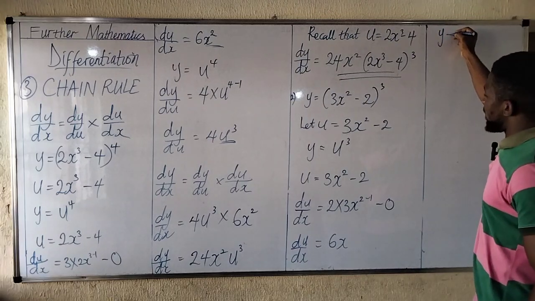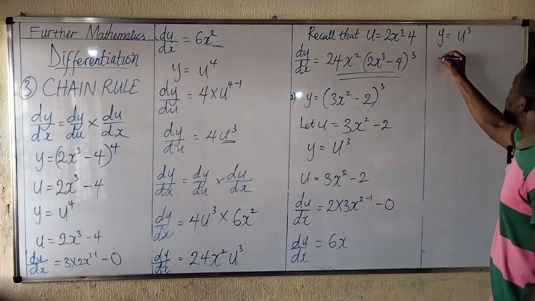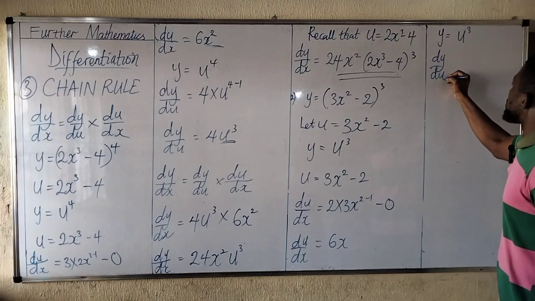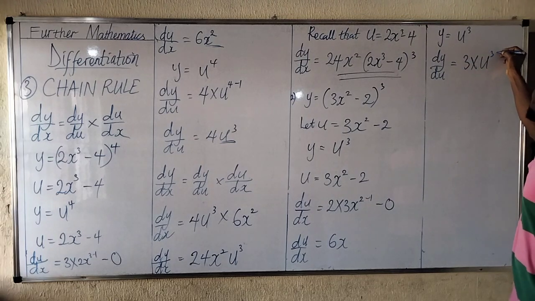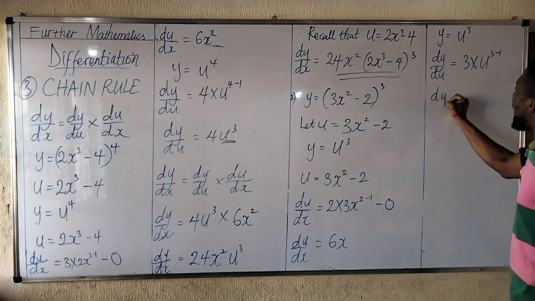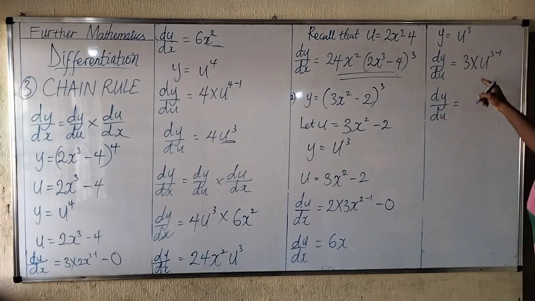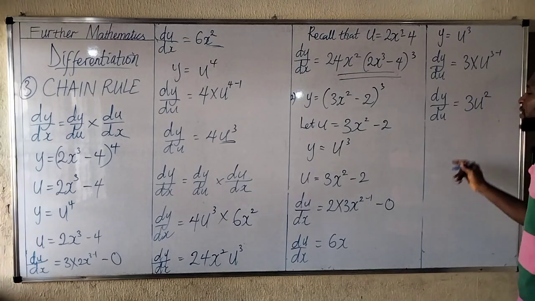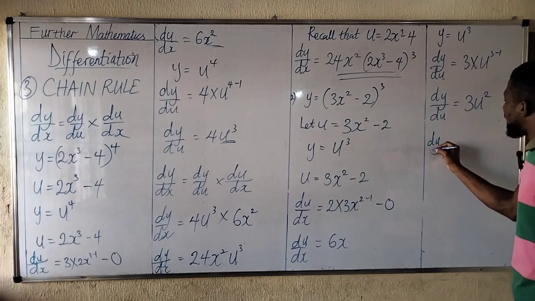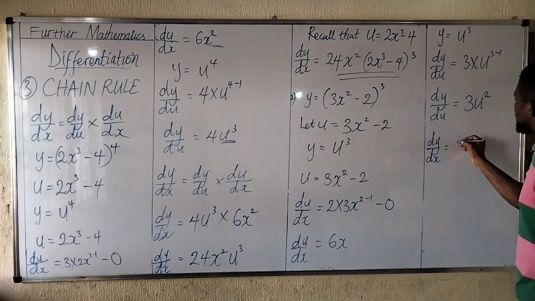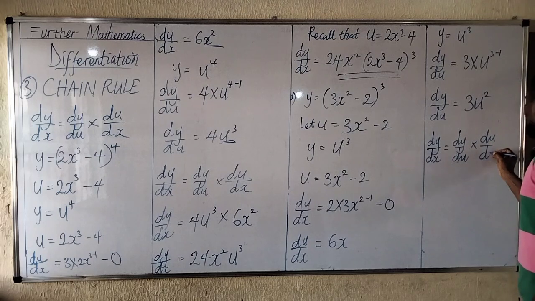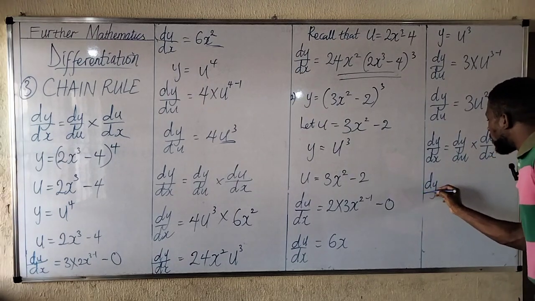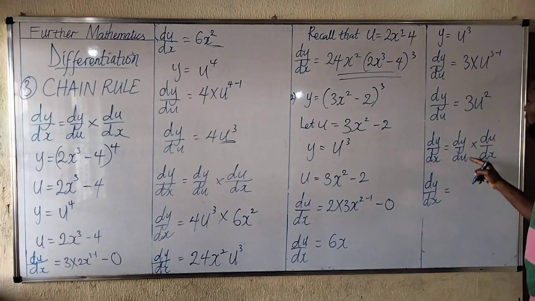Alright, what of y equal to u raised to power 3? That will be y with respect to u. So this gives us 3 times u raised to power 3, remove 1 from the power. So this will be dy over du equal to 3u squared. And the formula for chain rule now comes to play. It will now be dy over dx equal to dy over du times du over dx. So we now have dy over dx equal to, what is our dy over du?